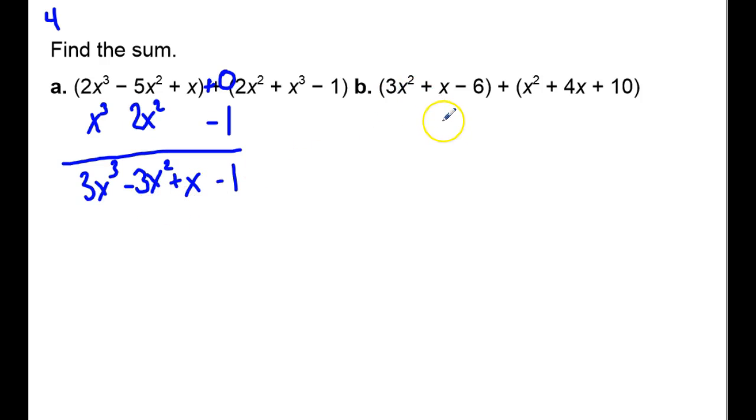So now let's look at B. There's another way I can do this. I can also group the similar terms, right? And I can do that because I'm adding. If I'm subtracting, we'll talk about what we have to do first. But because I'm adding, I can group my terms.